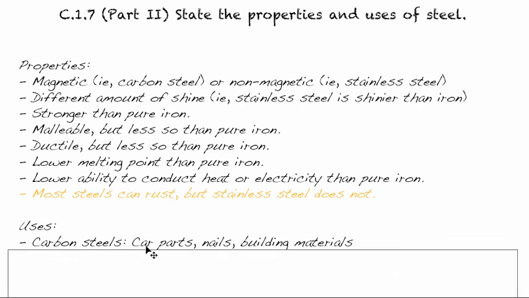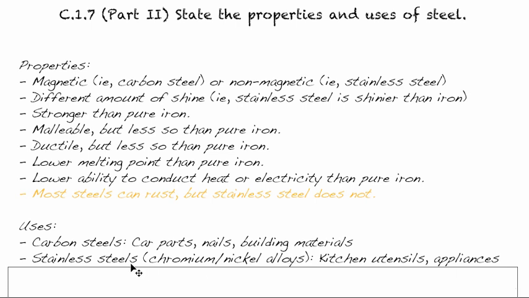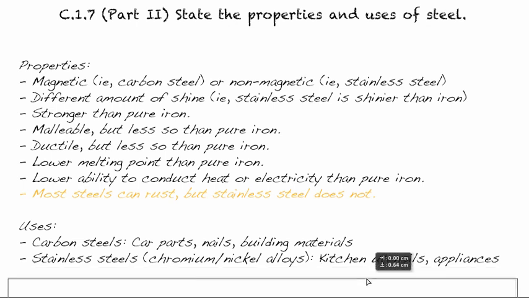So what do we use this for? Well, car parts, nails, our building materials are all carbon-based steels. Stainless steels are a little bit different. We don't always use carbon. We use chromium or nickel with the iron, and then that will allow us to make something that does not rust. So kitchen utensils and appliances, and they also look shinier as a result.